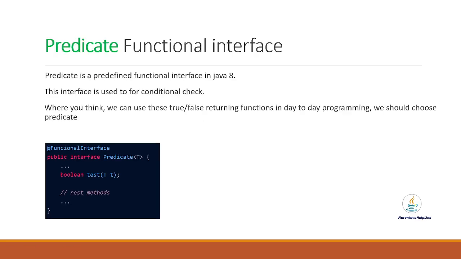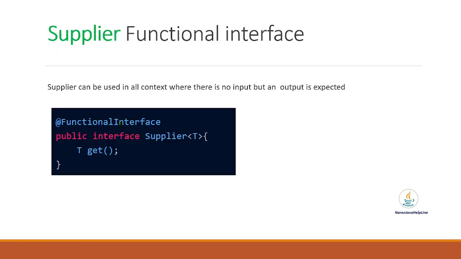Predicate returns a boolean value. Predicate means it is evaluating, actually testing, whether something is true or false. The use case is a conditional check: in a scenario where we want to return true or false, we use predicate. The return type is always boolean, and it takes only one parameter. There is only one method, test, a public abstract method.